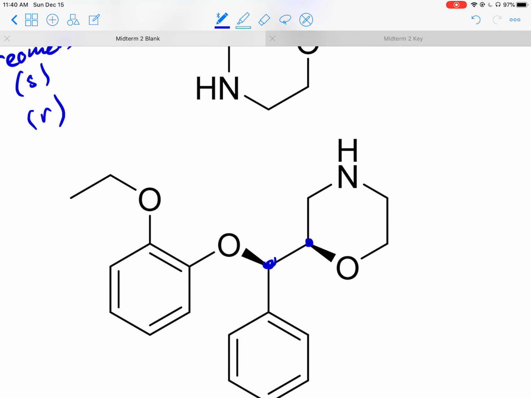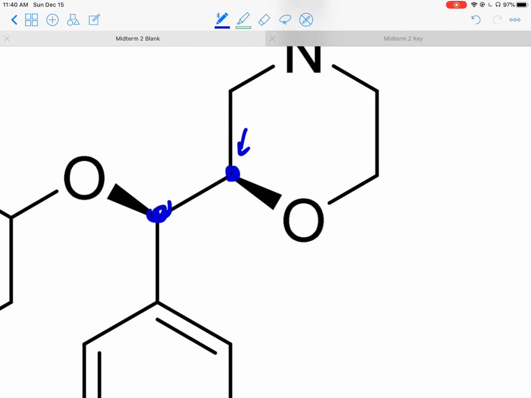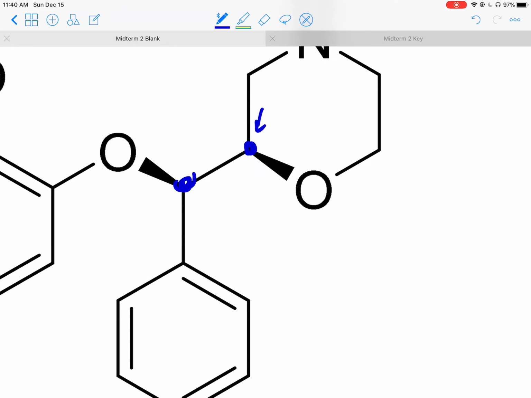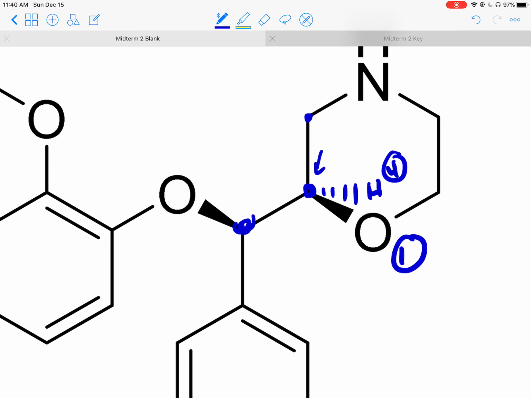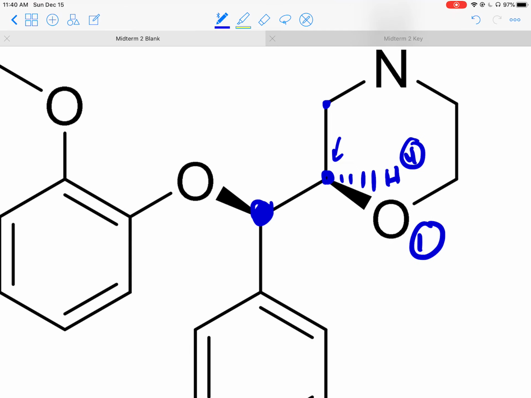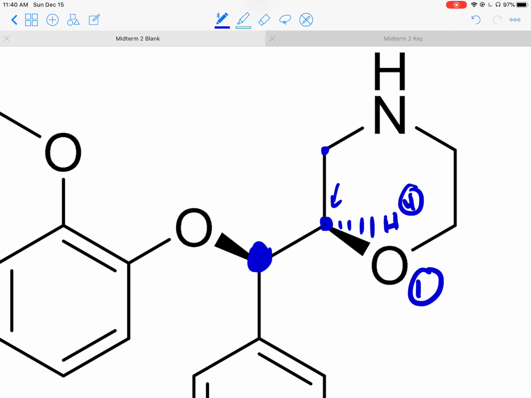Okay, so let's determine each one. Let's first determine the one on the right. It's connected to an implied hydrogen in the back. It's going to be fourth priority. Oxygen is going to be the first priority. We've got the carbon that's connected to the nitrogen and the hydrogens, and we've got the carbon over here, the other stereocenter, that's connected to the oxygen. We have already determined this before. This one's going to be the second priority, and this one's going to be the third priority.